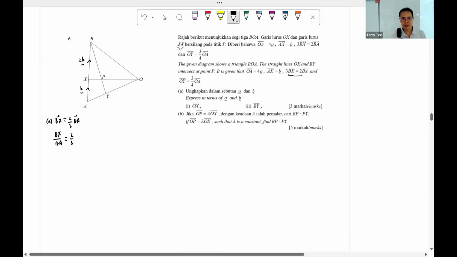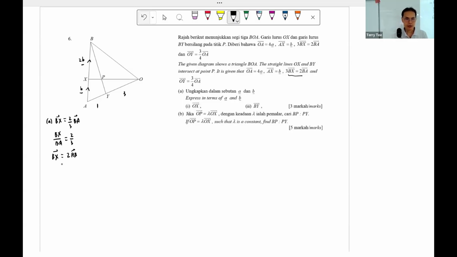All right, next. I'm also given this OY is 3/4 of OA. That means this is 3, this is 1. Correct? So what's your OY? Should I write this nicely for you? Wait. Maybe I write this whole thing. BX, if you want, BX is twice of AX, right? Twice of AX. Therefore, BX is 2B. Okay? I get this from this ratio.